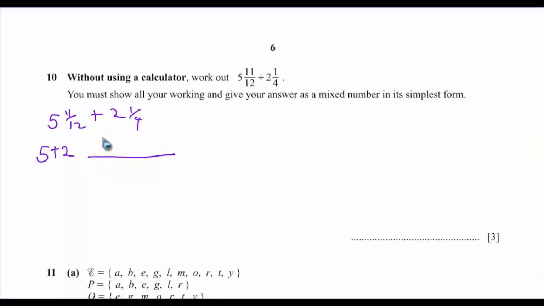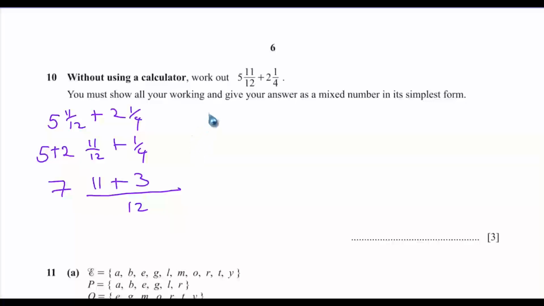Then we have the LCM of 12. Before this, let me write what we have left. So we have 11 out of 12 add 1 out of 4. You can use any method of your choice to do this. You can use the LCM method, you can use common denominator, and you can use any convenient method. So 5 add 2, that will be 7. Then the LCM of 12 and 4 is 12. So 12 divided by this 12 is 1. 1 multiplied by 11, you have 11. Add 12 divided by this 4, you have 3. 3 times 1, we have 3.